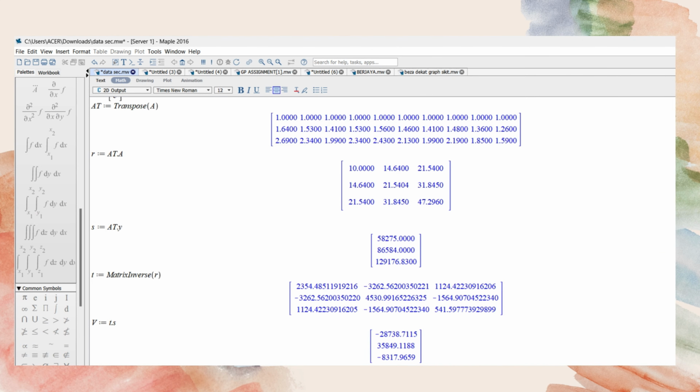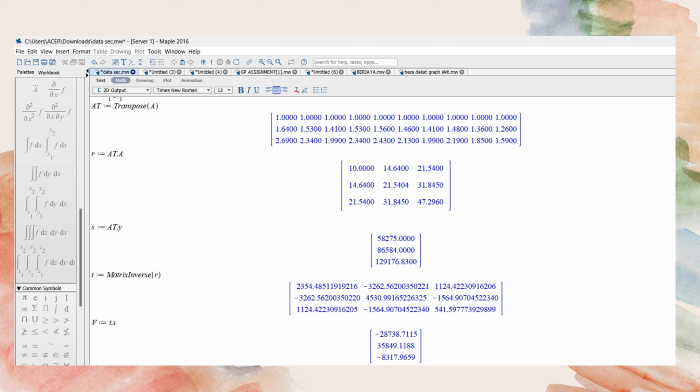First, we will calculate the transpose of matrix A and assign it to a variable, and then compute the product of the transpose of matrix A with matrix A itself and assign the result to the variable R. Third, calculate the product of the transpose of matrix A with vector Y and assign the result to the variable S. Next is to find the inverse of the matrix R, which is the product of A transpose A, and assign it to the variable T.